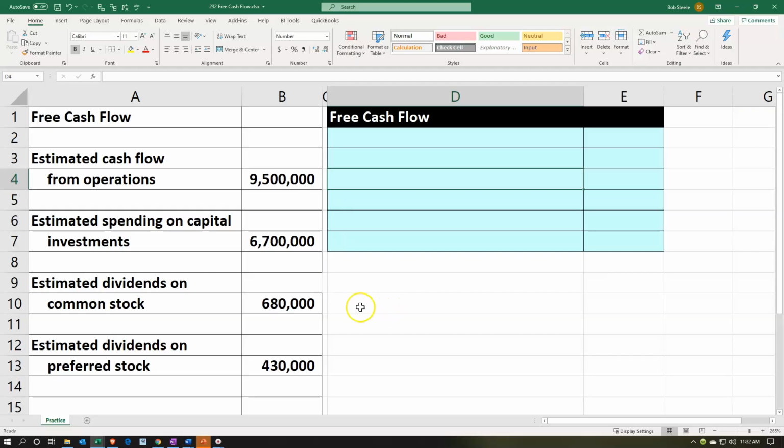Here we are in Excel. We have our information on the left-hand side. We're going to put that into the blue area on the right-hand side into our worksheet.